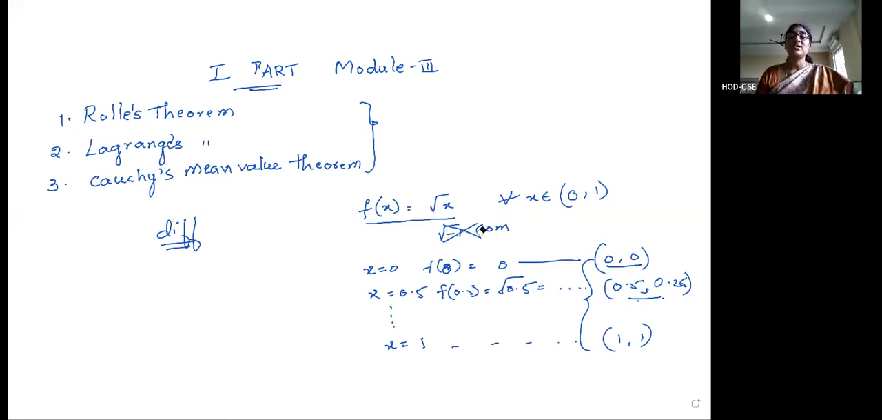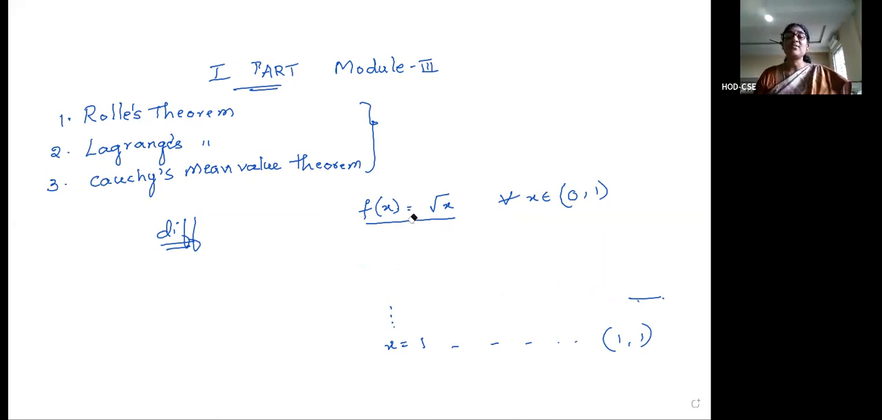Now going to the second point, differentiability. Let us check the differentiability of the function in this interval. For differentiability, we have to do the derivative part.